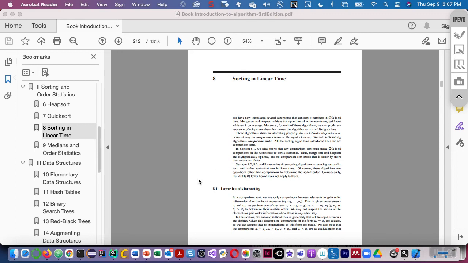Good afternoon, everybody. So let us start our lecture today. Today is September 9th. So we are discussing linear time sorting algorithms, right?